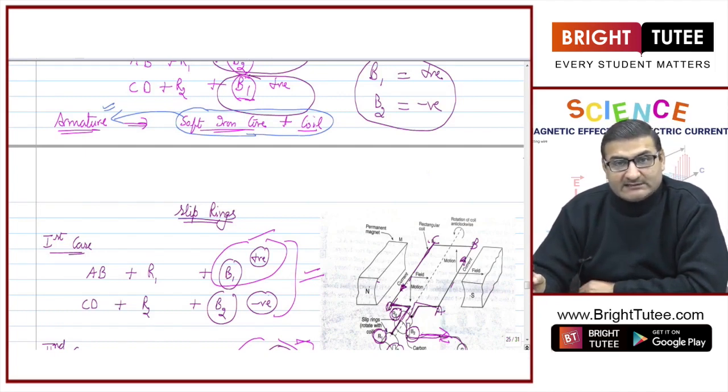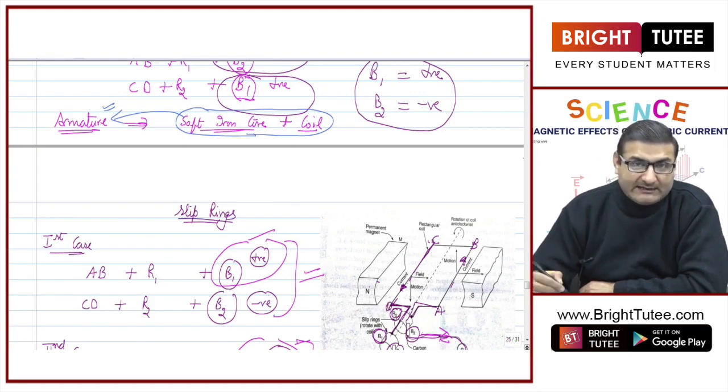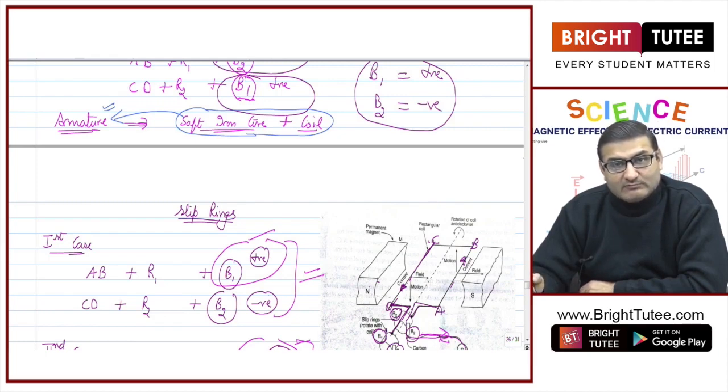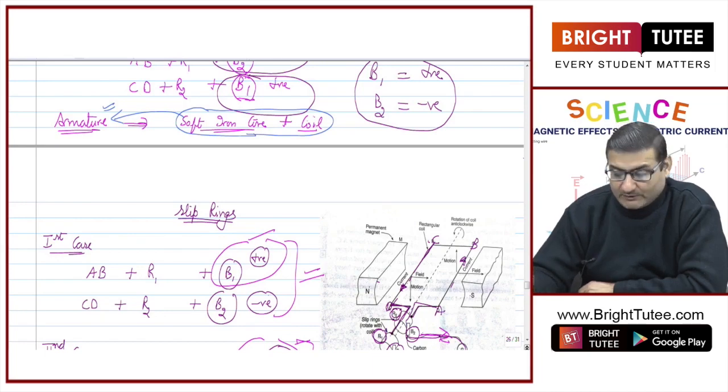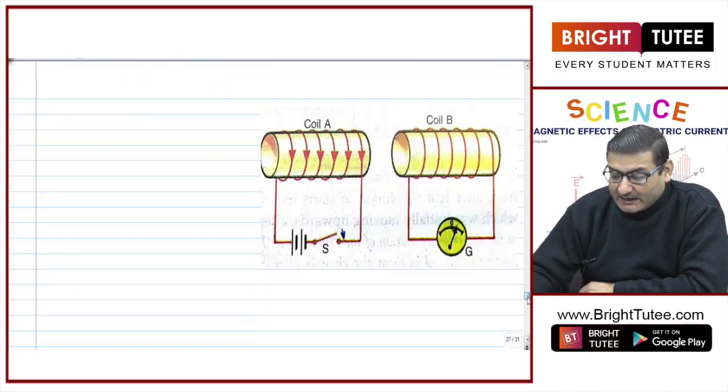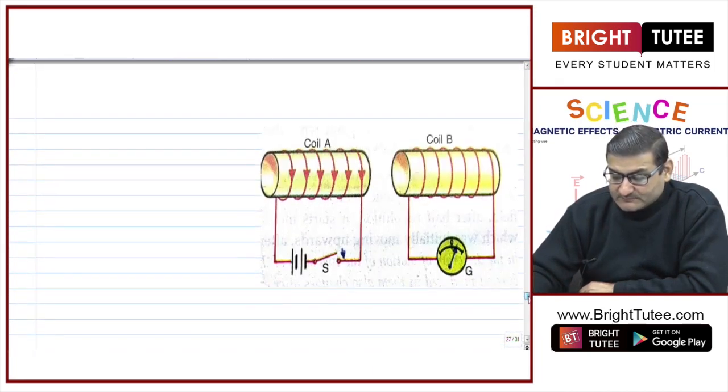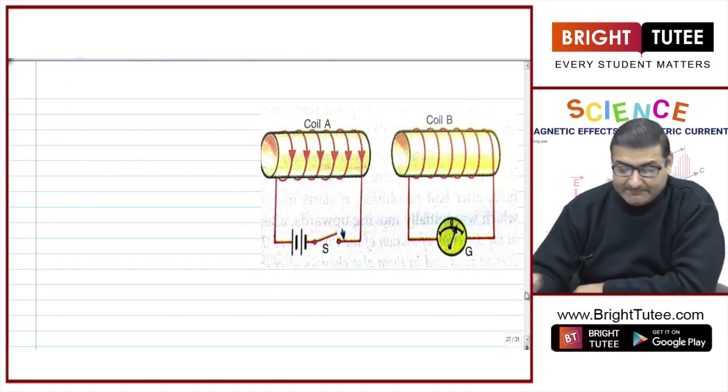And in AC and DC, the most important thing that created all this difference is that in DC we got the split rings and in AC we got the slip rings. That is the main reason why we get these different types of currents. Got it? Good.